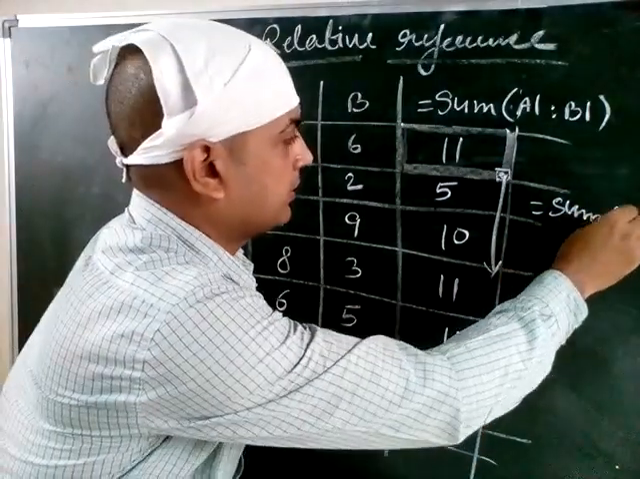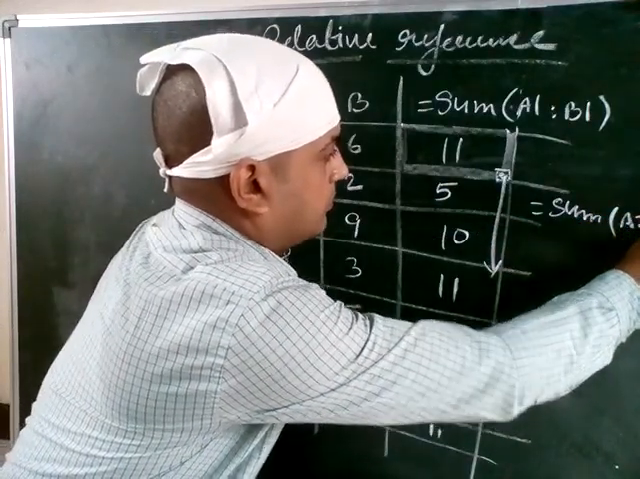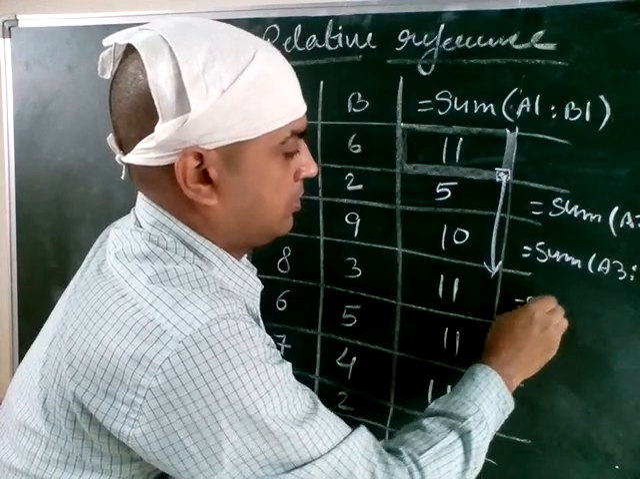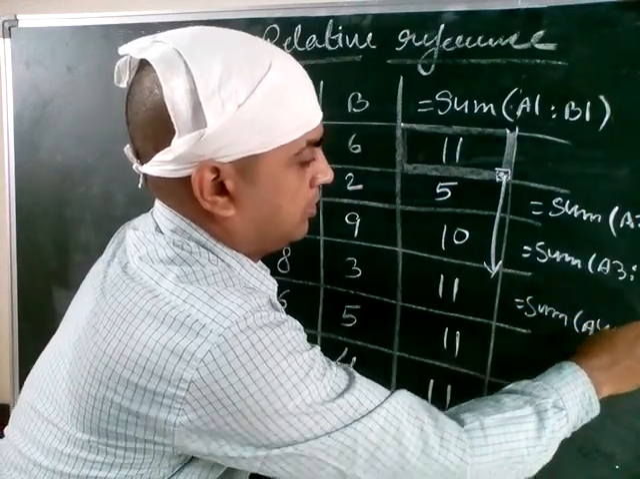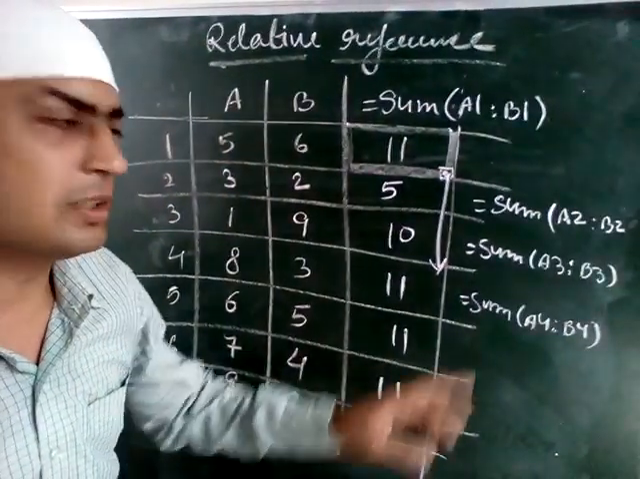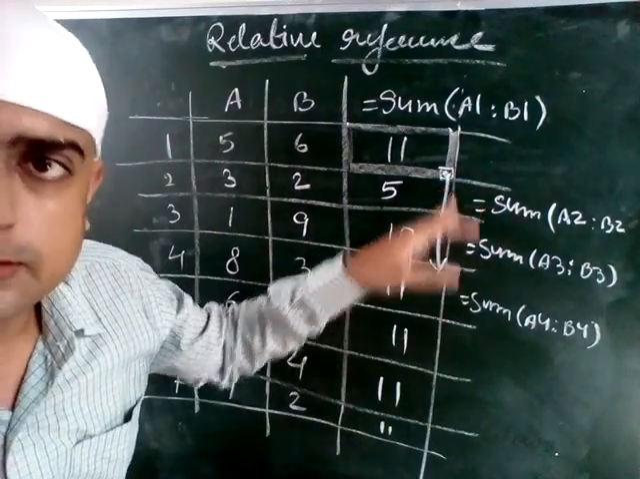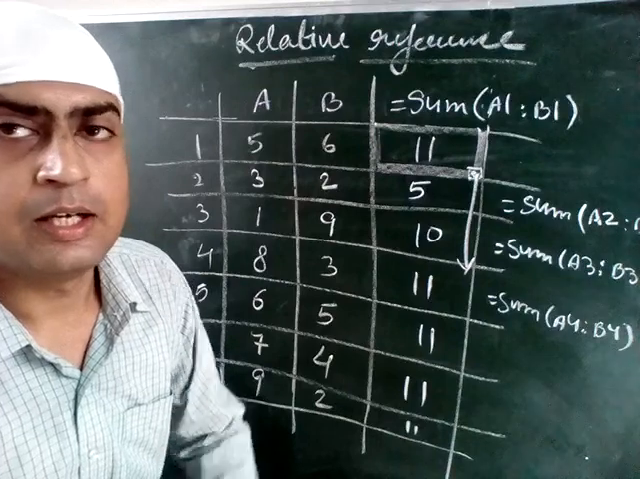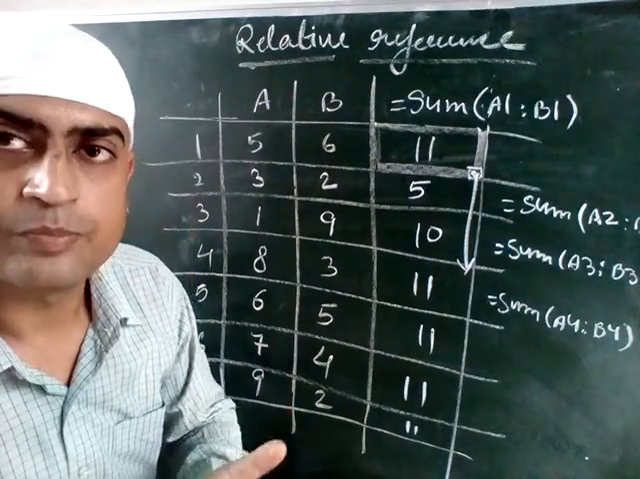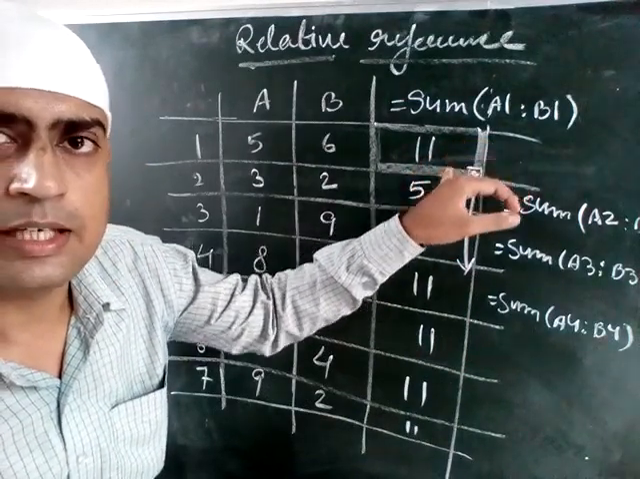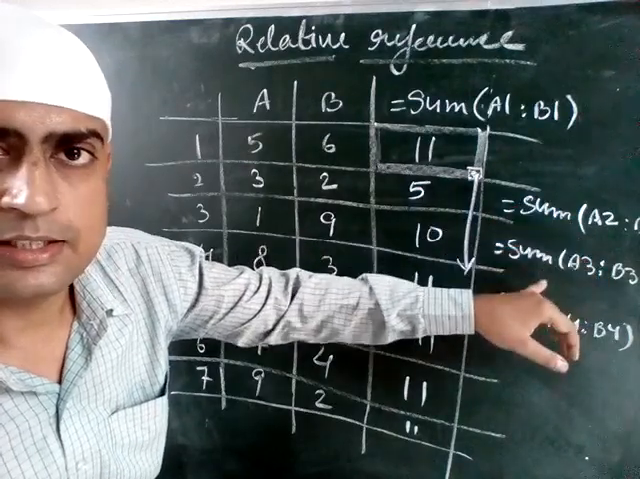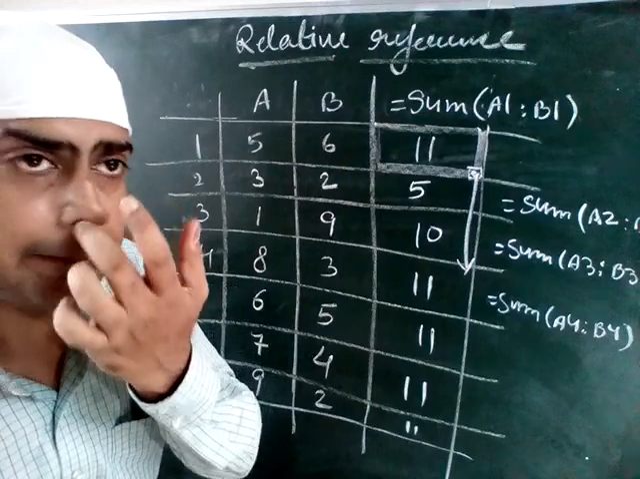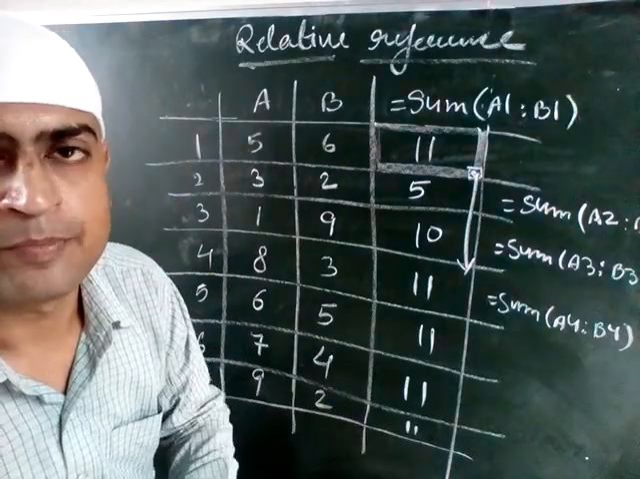Sum, like this, the values are changing, and due to this change, this is called relative reference. Due to this change, this is called relative reference. Why this is relative reference? Once again, we can summarize. After writing the formula, as we are dragging the mouse, the cell values are changing. Due to this change, we are getting the answers here, and due to this change, this is called relative reference. Means every time the cell values will change, that is called relative reference. I hope it is clear.